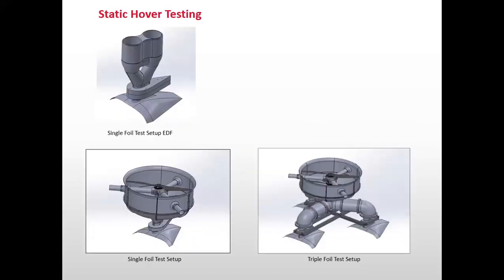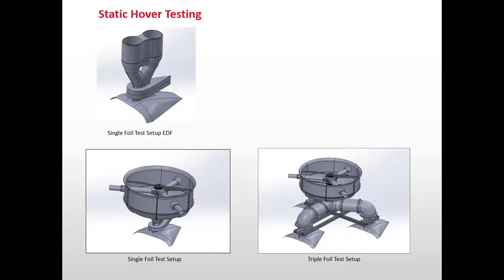For static hover testing, two quarter scale models were 3D printed. The first version was comprised of two 70 millimeter electric ducted fans mounted to a manifold that channeled the air through internal ductwork. This design was calculated to produce 2.4 kilograms per second of mass flux through the nozzle.